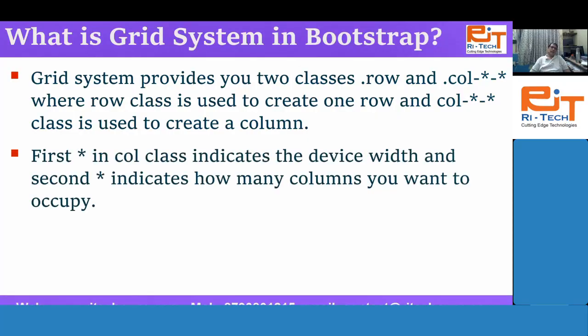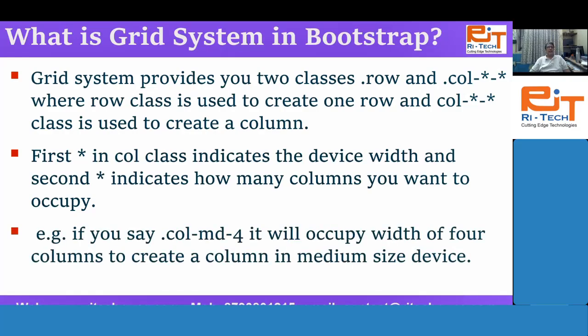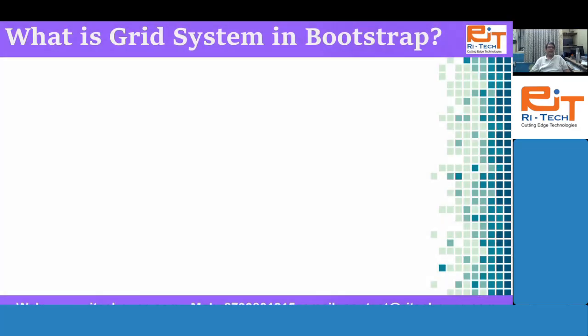Now, the first star in the col class indicates the device width, and the second star indicates how many columns you want to occupy here. For example, if you say .col-md-4, it will occupy the width of four columns to create the column in a medium-sized device. So col-md: MD tells you that you want to target the medium-sized device. Yesterday we had a word about this. And 4 is the size of the column that you want to occupy. So if you say .col-md-4, it will occupy the width of 4 columns to create a column in a medium-sized device here.